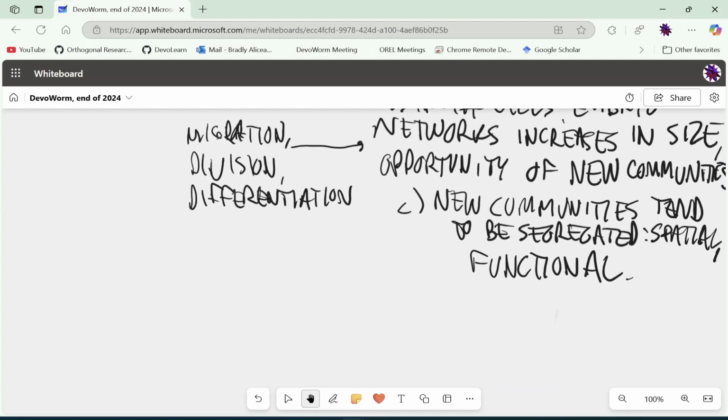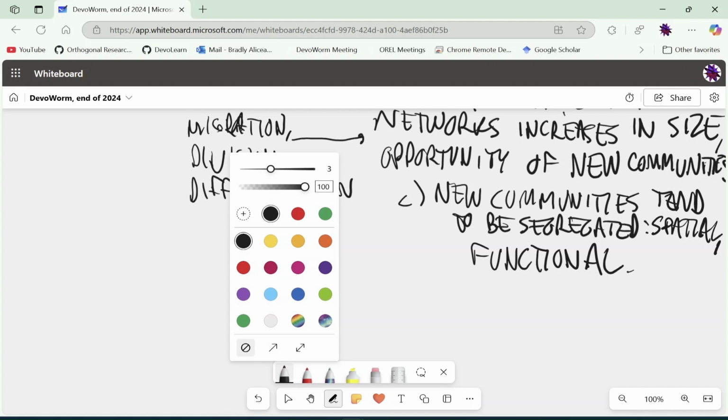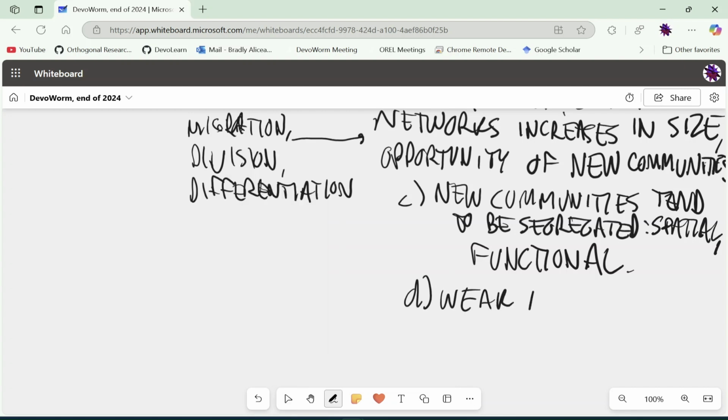And then D, as we get these different spatial and functional segregation points, then we get these weak ties that form. And then we get our integration.